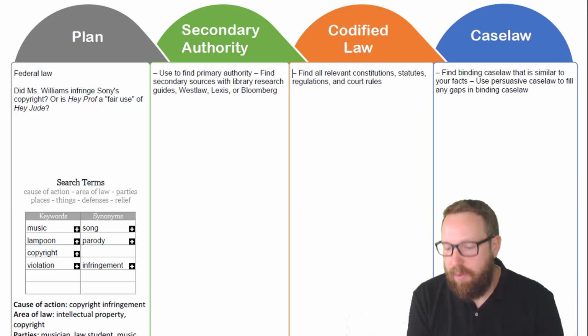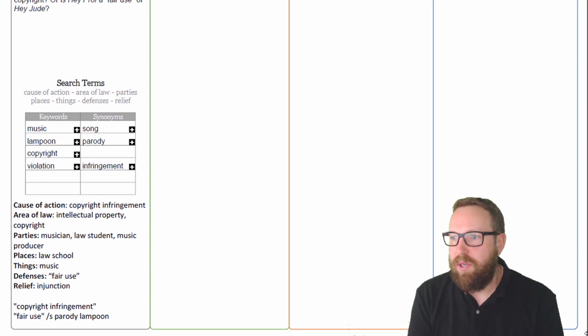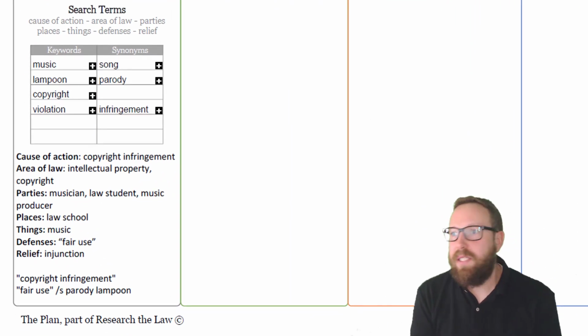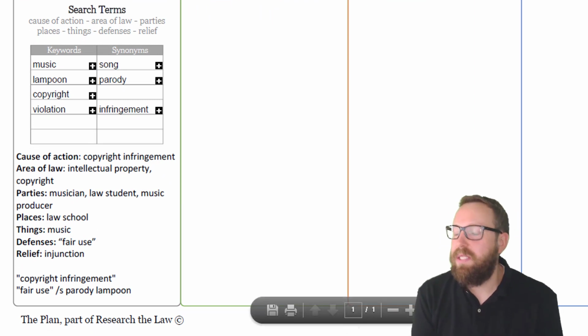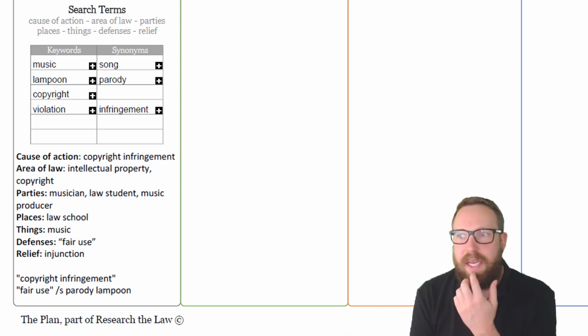Now, skill 1.9, we need to brainstorm some search terms. There's an area here for you to think about search terms, and there's some categories like cause of action, area of law, parties, places, things, defenses, relief, and so on. So obviously we're going to be looking in the area of copyright infringement, so I put that there. The area of law is important to know what kind of treatise we're looking for when we get to the second step, looking in secondary authority.